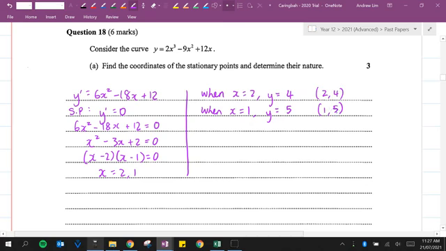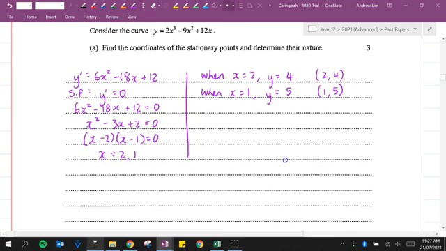What we need to do now is determine their nature. What we can do for this is work out the second derivative, and then sub these x values in to determine whether it's greater than or less than 0, and therefore whether it's a minimum or a maximum. So y double dash, I'm going to differentiate this now with respect to x. That's equal to 12x minus 18.